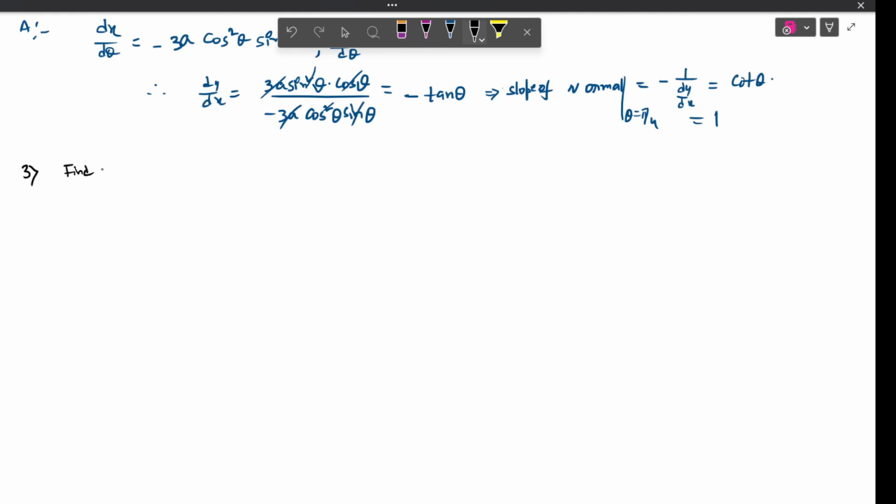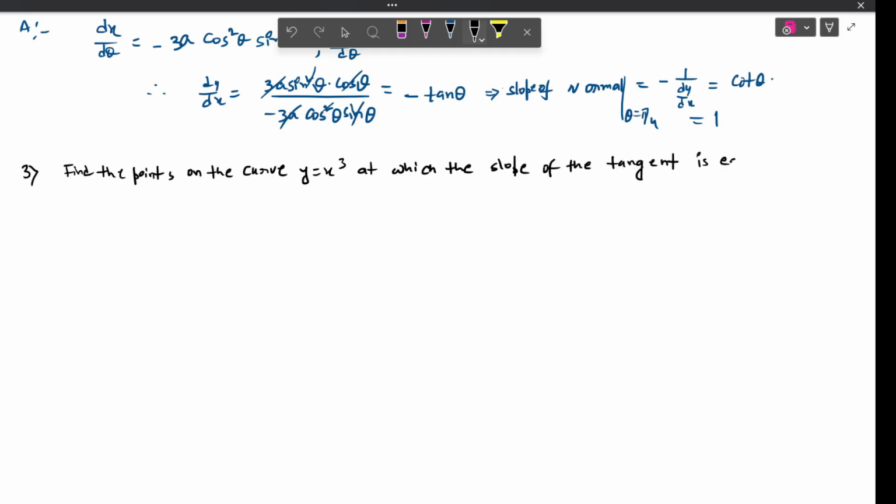Find the points on the curve y equals x cube at which the slope of the tangent is equal to the y coordinate of the point.